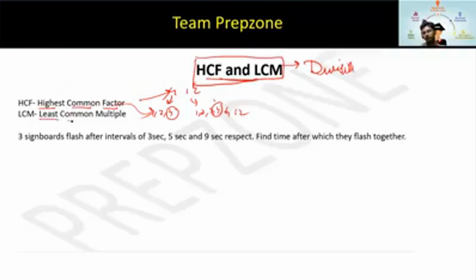LCM, least common multiple. What is the multiple? The multiples of 4 are 4, 8, 12, 16, and so on. Similarly, multiples of 12 are 12, 24, 36, and so on. So what is the least common multiple? 12 is the least common multiple. This is the concept behind HCF and LCM.